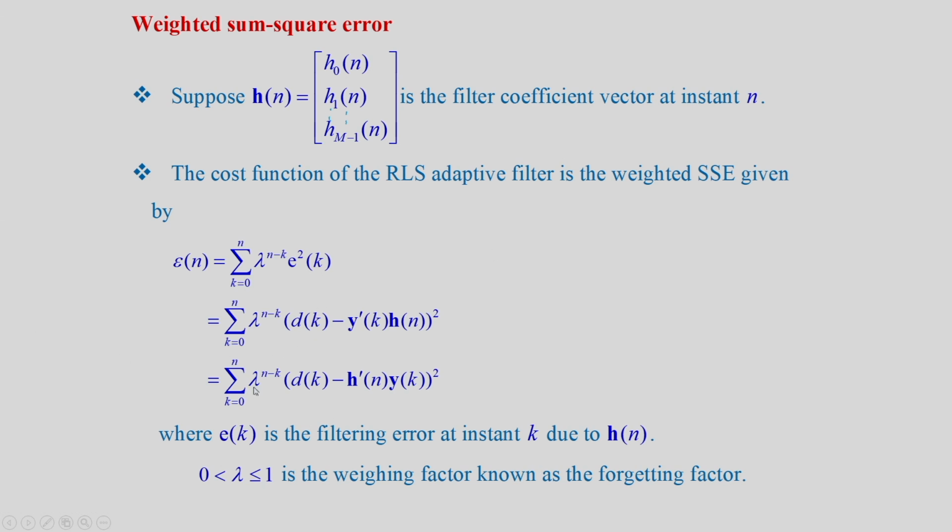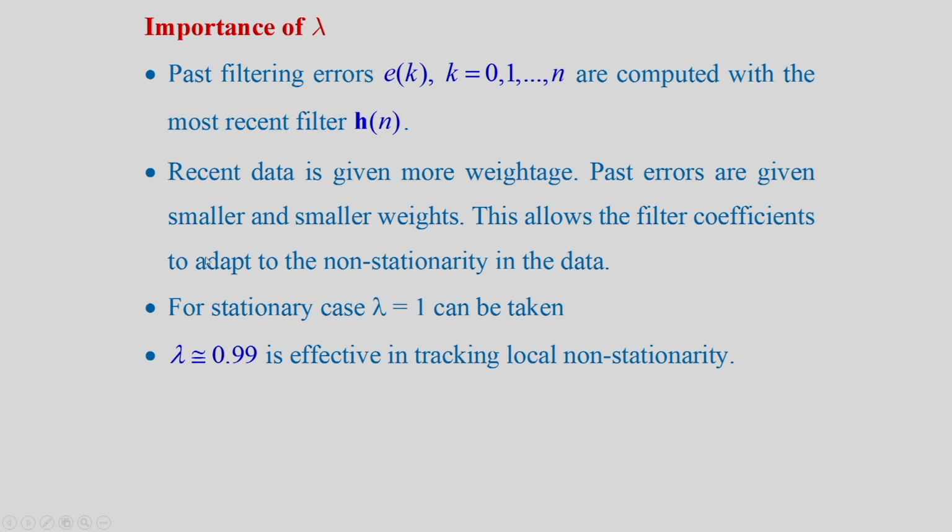And this quantity lambda, which lies between 0 and 1, is the weighing factor known as the forgetting factor. Now, let us see the importance of the forgetting factor lambda. Note that past filtering errors ek, k going from 0 to n, are computed with the most recent filter hn. This is one important observation we have already made.